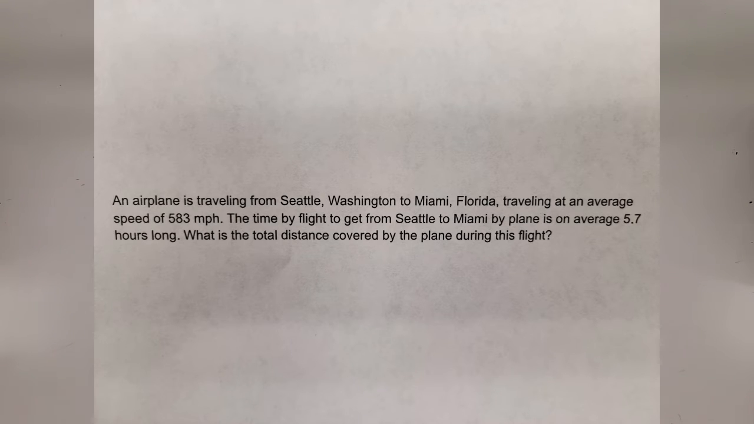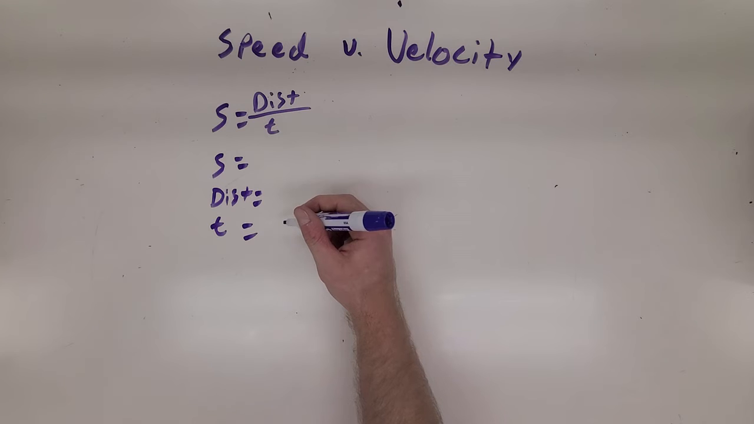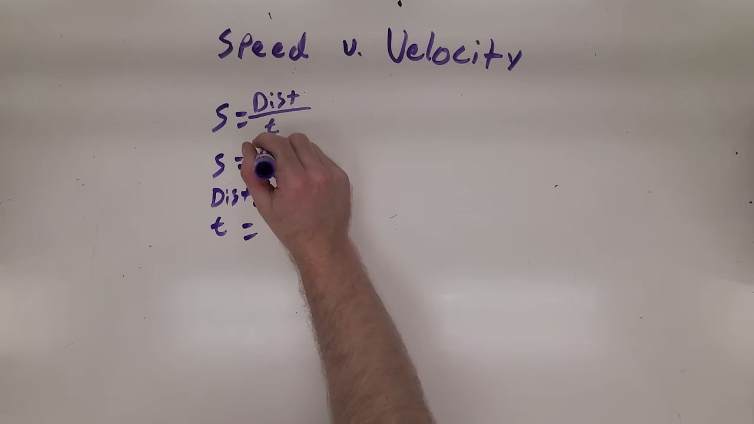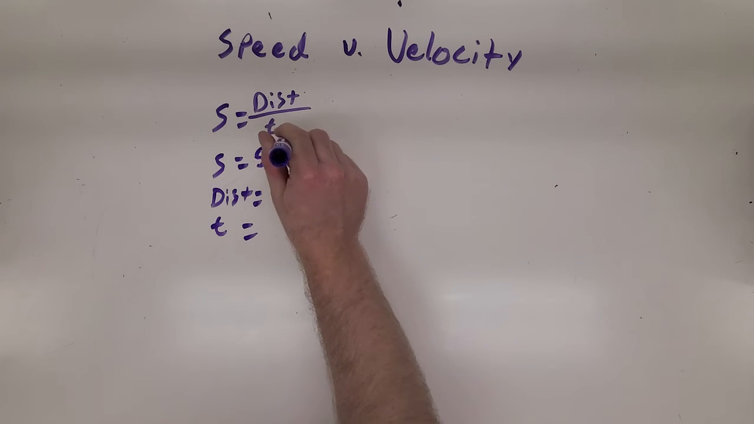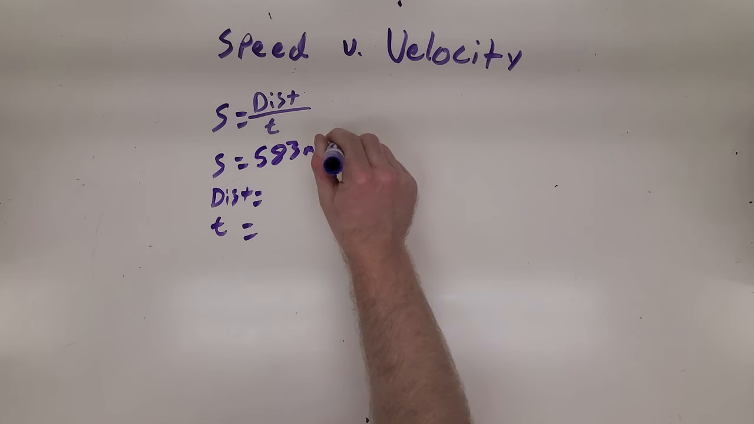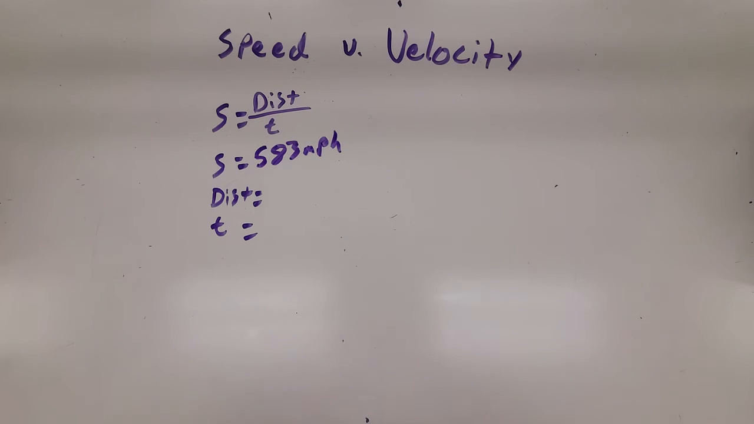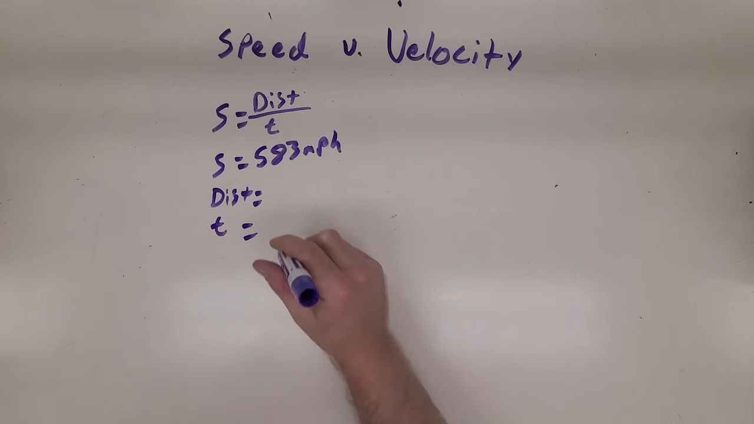Okay, so let's plug in everything that we know here. We're trying to find the distance, so we'll leave that blank. Speed is 583 miles per hour. I got that from just looking up the average speed of a Boeing 737. Average time is 5.7 hours long.